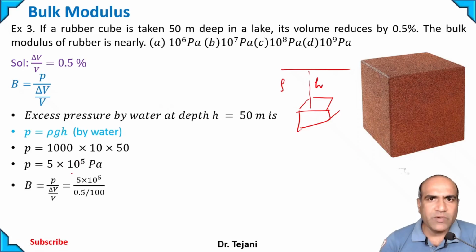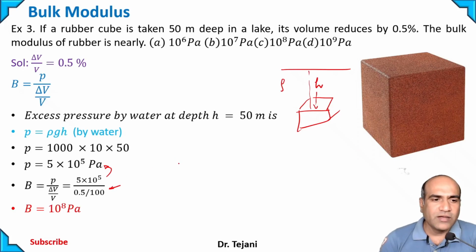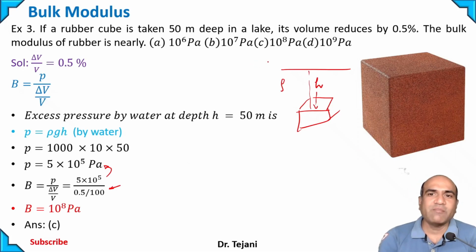Put this value here: B is equal to P divided by delta V by V. Put P is equal to 5 multiplied by 10 power 5, the pressure generated because of this depth, divided by delta V by V. The change of volume is 0.5%, and you can convert this percentage into a normal value. So B is equal to 10 power 8. What is the answer? The answer is C, 10 power 8 Pascal. That is our correct answer.